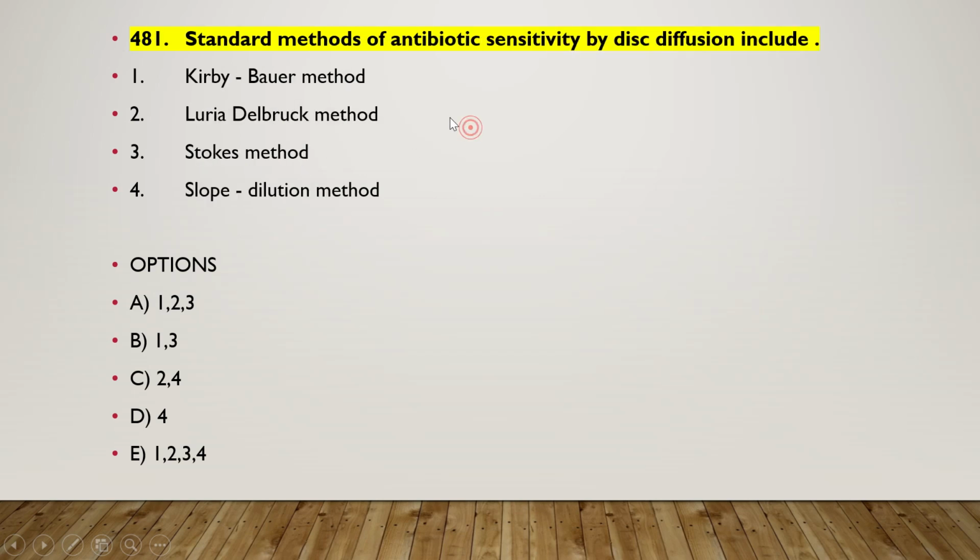Okay. So next one is, standard method of antibiotic sensitivity by disc diffusion include Kirby-Bauer method, Luria-Delbruck method, Stokes method or slope dilution method, and the right answer is option B. It is 1 and 3. Kirby-Bauer method and Stokes method are used as an antibiotic sensitivity test.